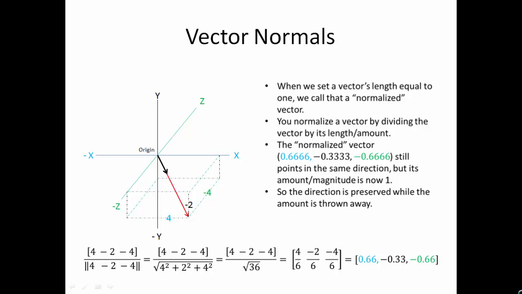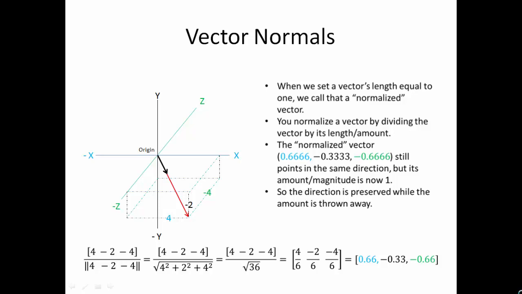Vector normals. You'll hear the term normal in graphics or game programming all the time. It's a very commonly used term. A normal is a vector that has had its length set to 1, and we call that a normalized vector, or normal for short. You normalize a vector by dividing the vector by its length or amount. The normalized vector, in this case I give the position of the head, still points in the same direction, but its amount or magnitude is now 1. So the direction is preserved while the amount is thrown away.